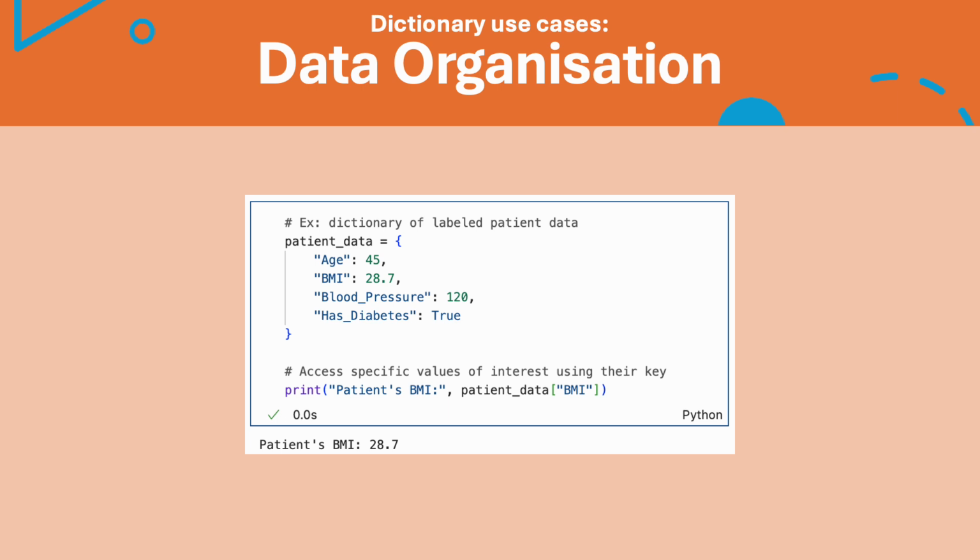First example of how you could use a dictionary is to store or organize data. So if you want to save one patient's data in a dictionary, you can do it like we have on the screen here: age, BMI, blood pressure, and whether or not they have diabetes. And then if you want to find a certain value, perhaps the patient's BMI, you simply write the name of the dictionary followed by, in square brackets, the key for the value that you want to print. And that's what we've done here to find the patient's BMI.